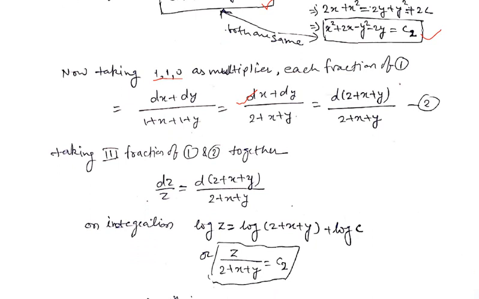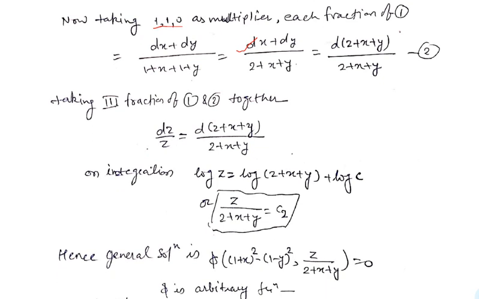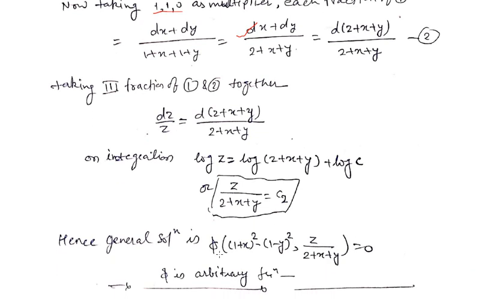And when we simplify it, we get log z minus log of 2 plus x plus y, or we can rewrite it as log z upon 2 plus x plus y is equal to log c. When we simplify it, we get z upon 2 plus x plus y is equal to c2. Hence, its general solution is given by phi of 1 plus x whole square minus 1 plus y whole square, comma z upon 2 plus x plus y equals to 0. Here phi is an arbitrary function.